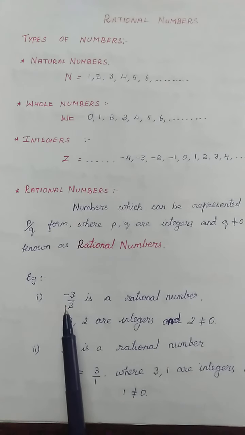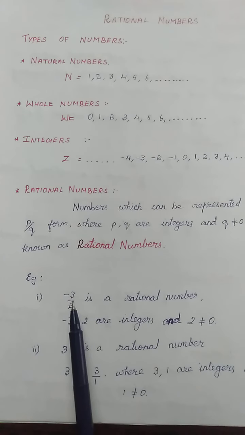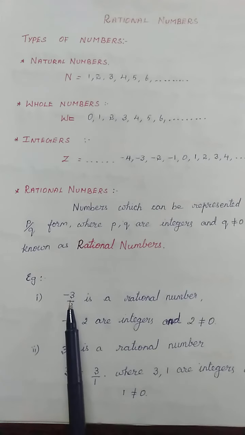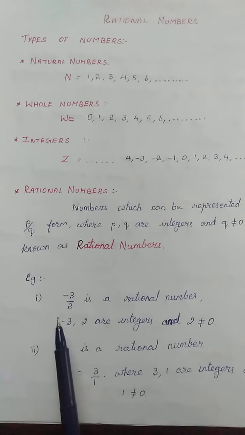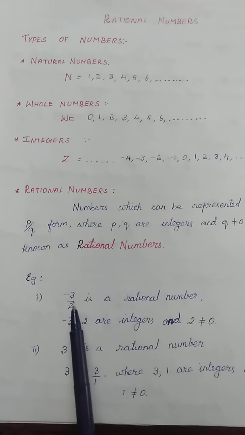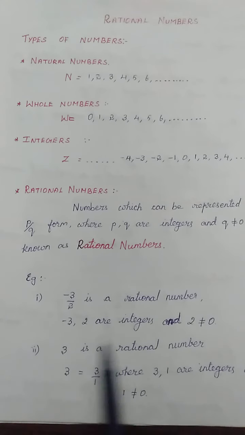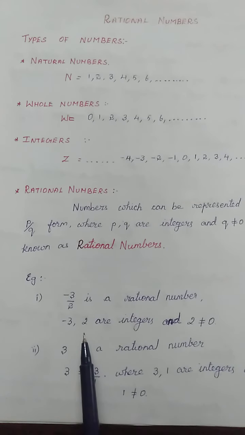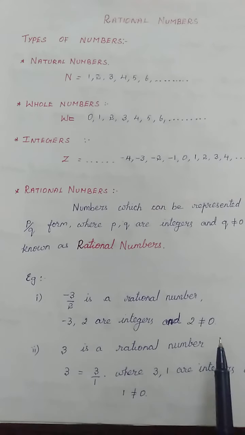First, minus 3 by 2. Is minus 3 an integer? Yes. Is 2 an integer? Yes. Instead of minus 3, just put the letter P. Instead of the number 2, just put the letter Q. So minus 3 by 2 can be rewritten as P by Q. That is why minus 3 by 2 is a rational number, since minus 3 is an integer, 2 is also an integer, and 2 does not equal 0.